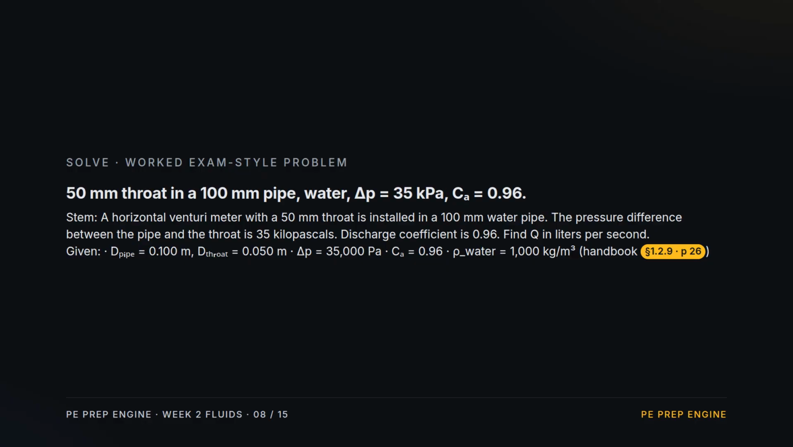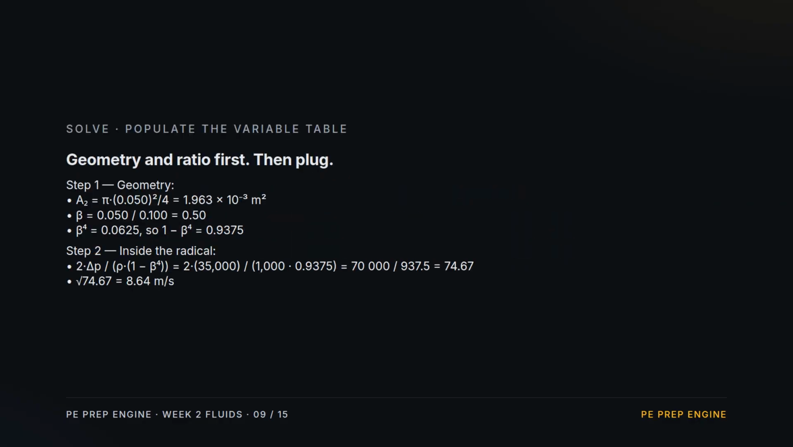Worked problem. A horizontal Venturi meter with a 50 mm throat in a 100 mm water pipe. Pressure difference pipe to throat is 35 kilopascals. Discharge coefficient 0.96. Find Q in liters per second. Use rho water as a named quantity. Don't memorize the number. Geometry.